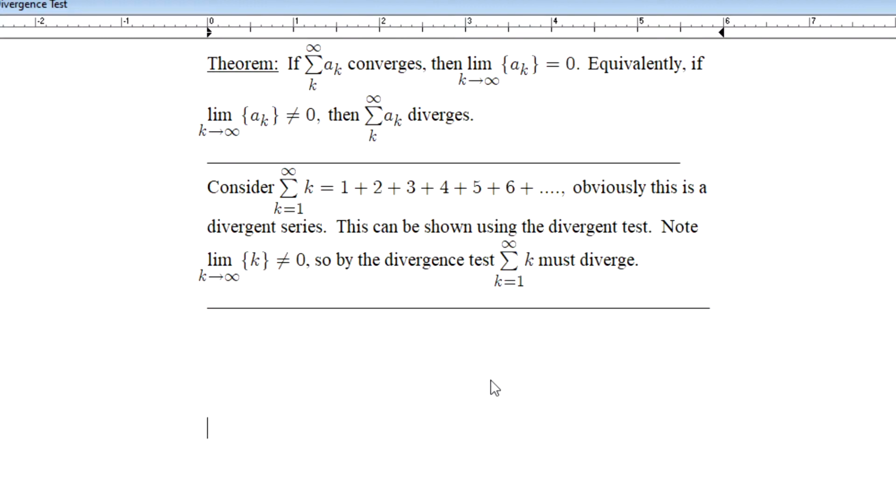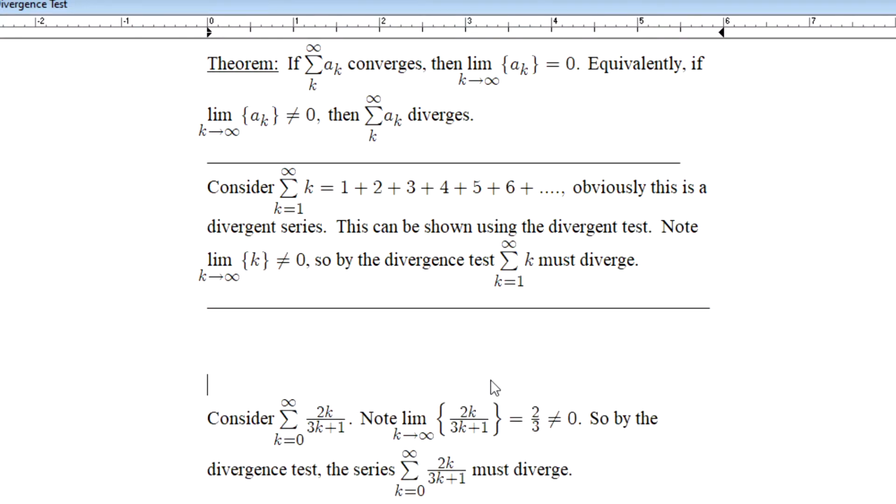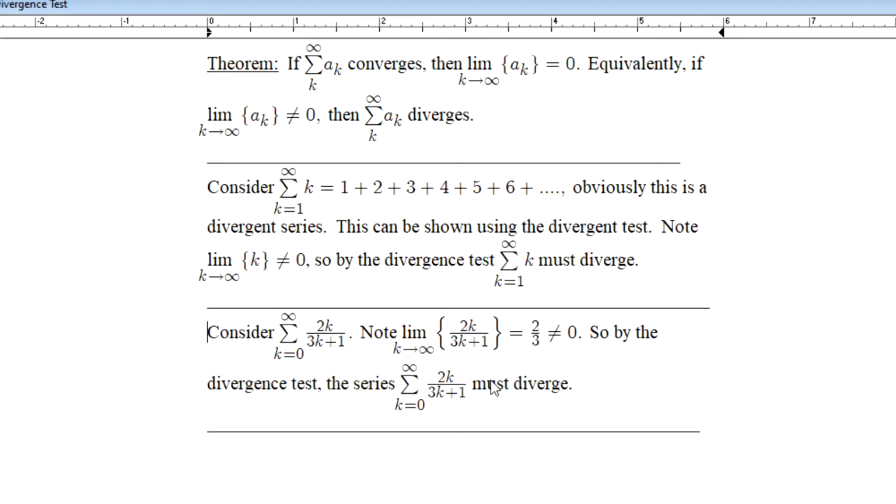where is this example? Bring this up. We might consider the series given by the summation from k equals 0 to infinity for 2k divided by 3k plus 1.